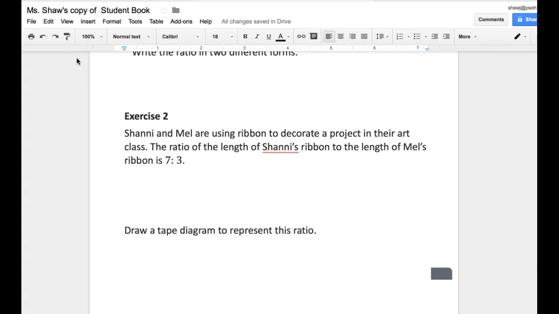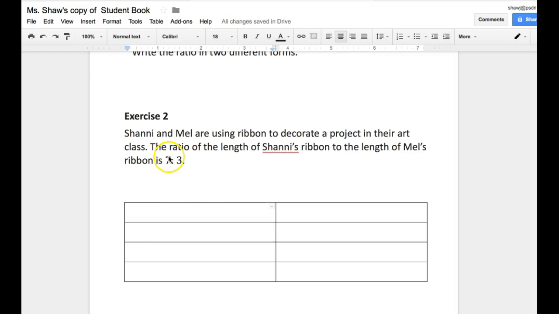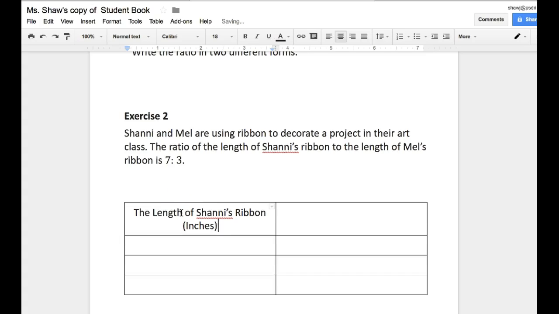Now the next thing we are asked to do is to draw a tape diagram to represent this ratio. But before we do a tape diagram, let's try with a table. Let's make a table and let's have our table represent the information that we're given. So we first need the length of Shani's ribbon, and let's just type that right in here, in inches. And then we're going to need the length of Mel's ribbon in inches. Now we need to go back to our information.